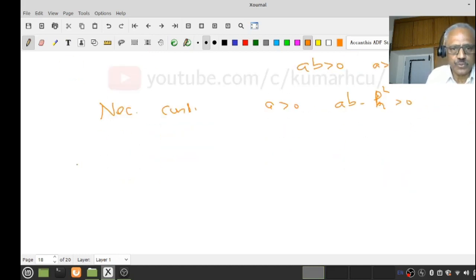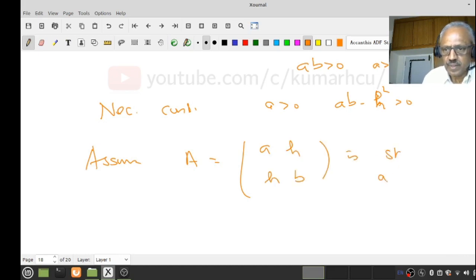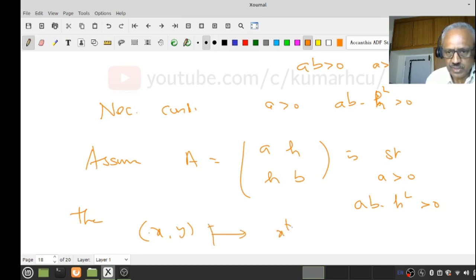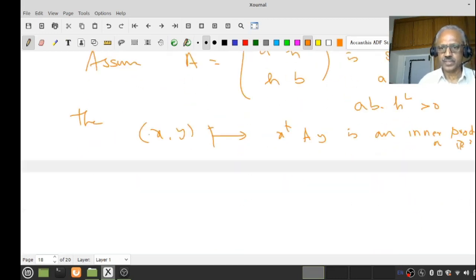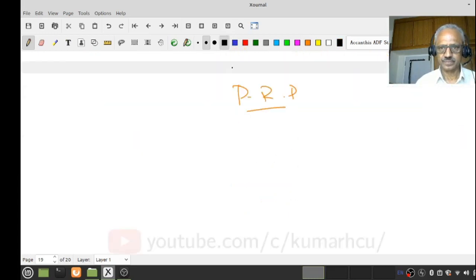Now I am going to prove the converse. Assume the matrix [A H; H B] is such that A is positive and AB minus H squared is positive. Then the map (X, Y) going to X transpose AY is an inner product on R2. Okay, pause, review, proceed. As usual, it's important to understand what we are saying. The proof will follow easily. So, assume A satisfies the conditions.